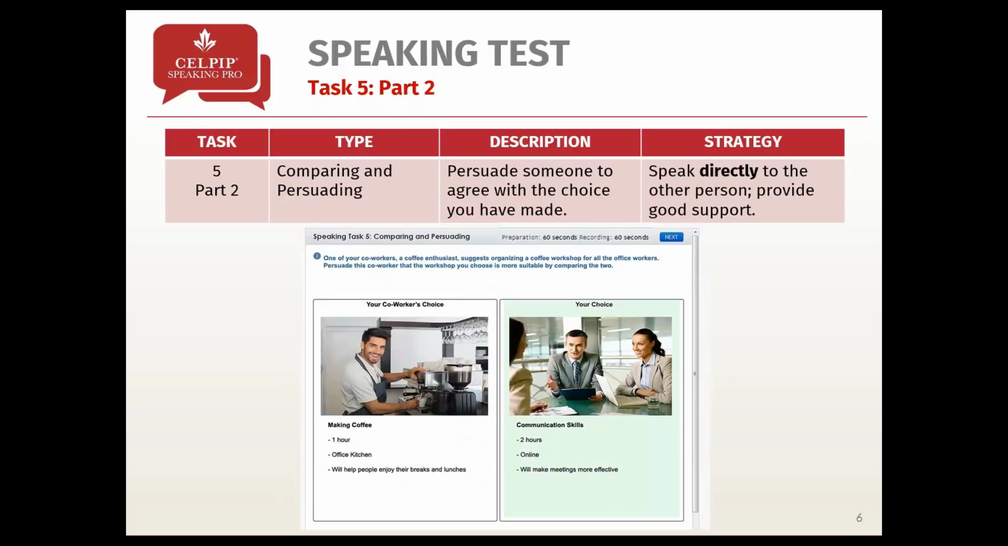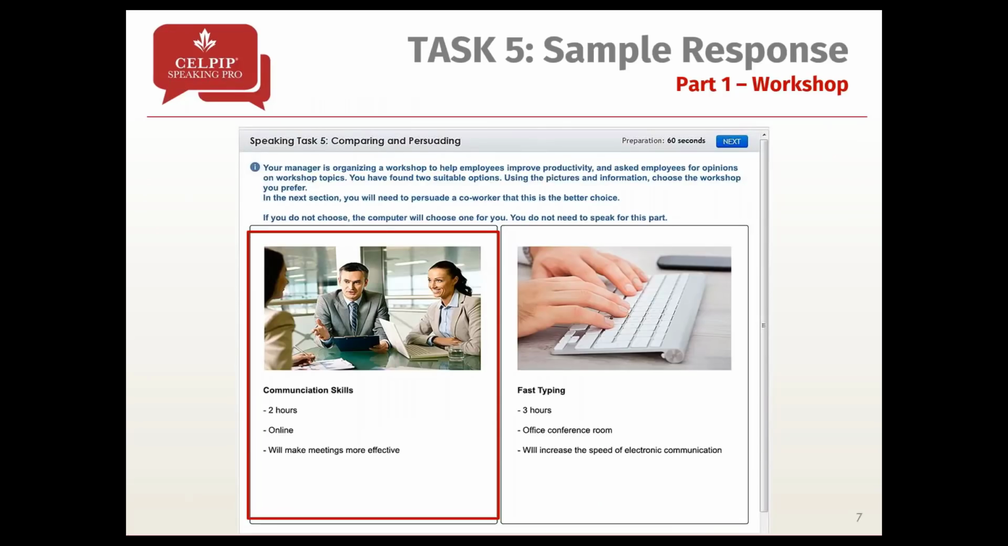So let's have a closer look at this. Here's part 2, by the way, but I want to bring this up on screen bigger so we can all see it more clearly. Okay, so I'm going to read through the instructions with you here. It says, your manager is organizing a workshop to help employees improve productivity and asked employees for opinions on workshop topics. You have found 2 suitable options. Using the pictures and information, choose the workshop you prefer.